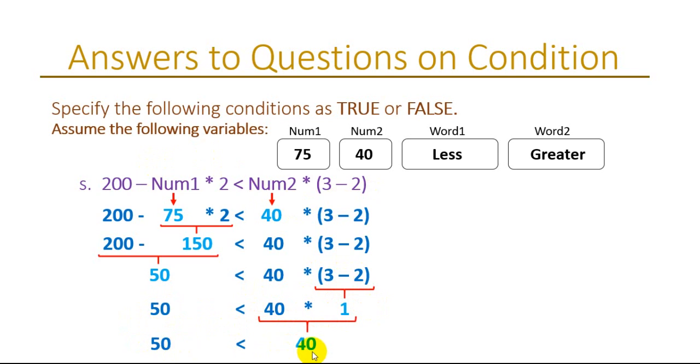That is false. 50 is a bigger number than 40. So when you say 50 is less than 40, it is considered false. Okay, so this evaluates to false. Remember that. Okay, so this expression evaluates to false.